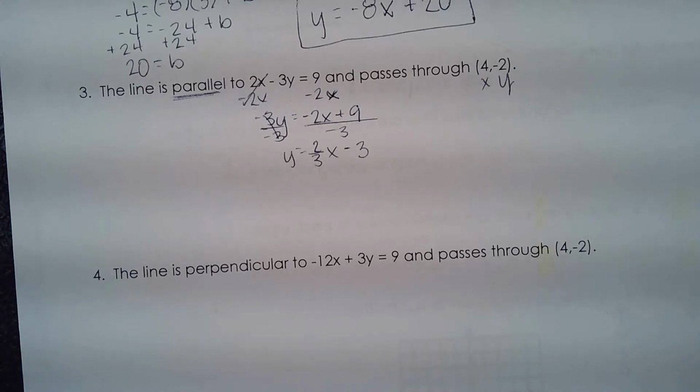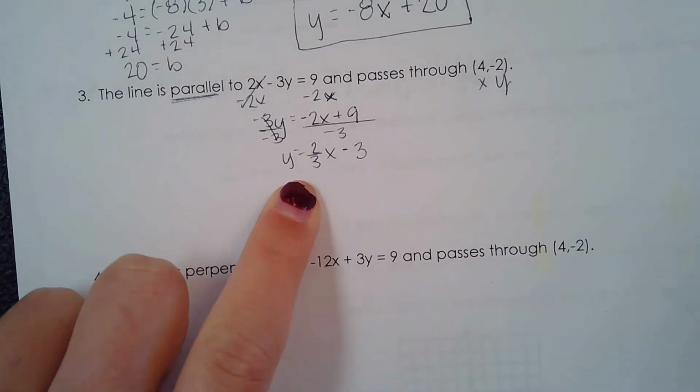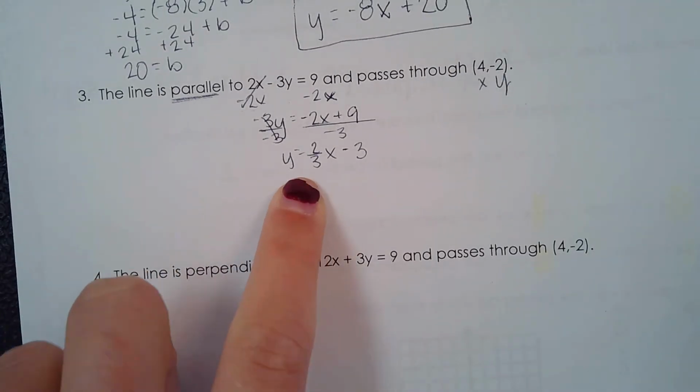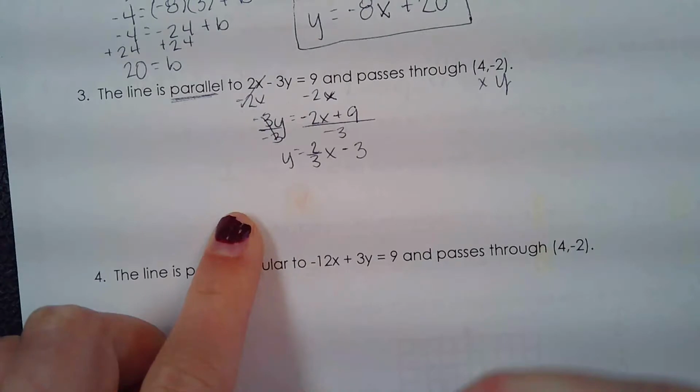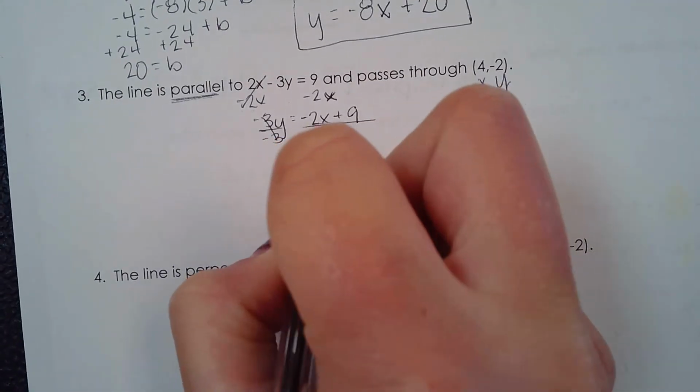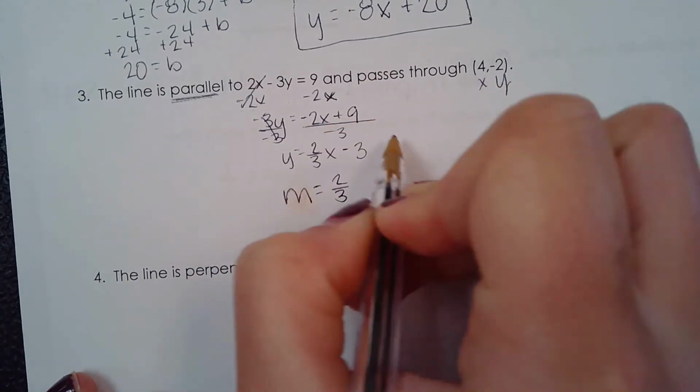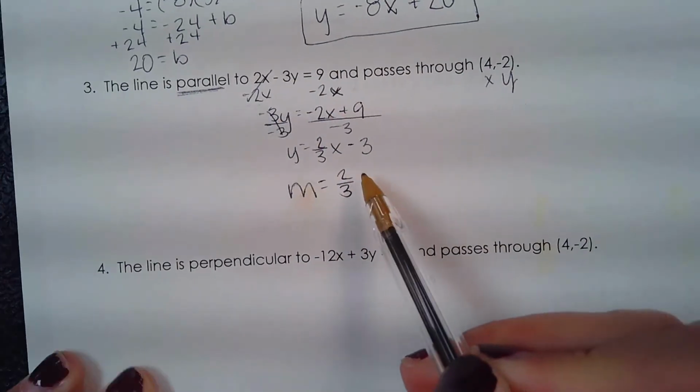What do we need from that? They told us that we're parallel to that, so what do you need? Your slope, right? And what is the slope here? 2/3. Since ours is parallel, is it going to be the same or opposite reciprocal? Same. So what's our slope going to be? 2/3. Do we need anything else from here?